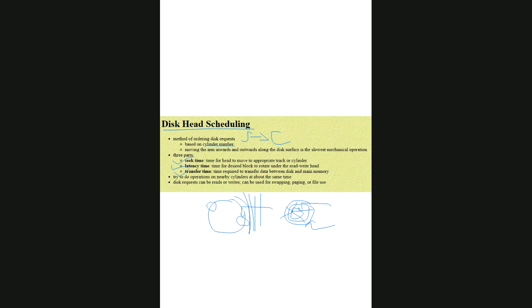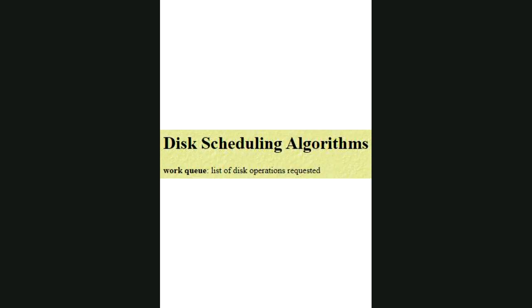In this scheduling, let's go to the next part. Now you see in the disk scheduling algorithms, first a work queue is given. What do you mean by work queue? Work queue is nothing but a list of disk operations requested. It will be given in the question. So first you have to note down in the question what the work queue is. Now, the order in which this work queue is given is very important for the first in first out algorithm, or first come first serve algorithm.